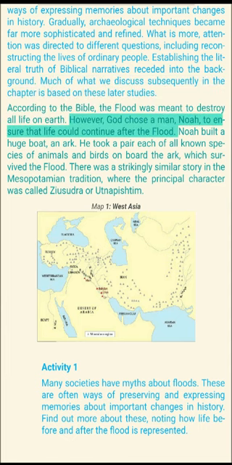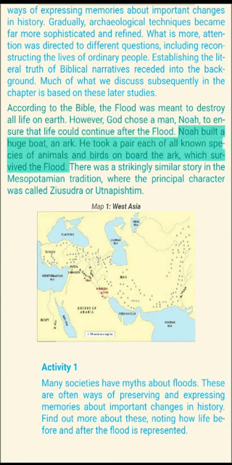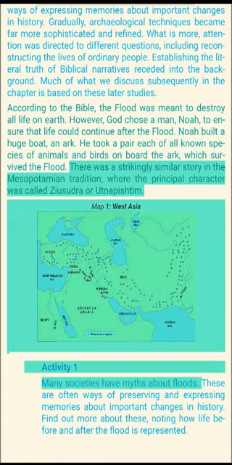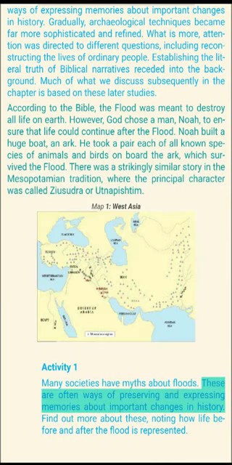According to the Bible, the flood was meant to destroy all life on earth. However, God chose a man, Noah, to ensure that life could continue after the flood. Noah built a huge boat, an ark. He took a pair each of all known species of animals and birds on board the ark, which survived the flood. There was a strikingly similar story in the Mesopotamian tradition, where the principal character was called Ziusudra or Utnapishtim.